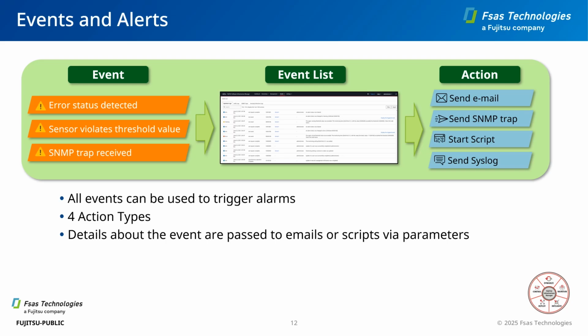ISM's event and alert system keeps you informed of critical events. You can configure actions to be triggered by specific events, such as sending an email or starting a script. Details about the event are passed to the actions via parameters, providing valuable context.